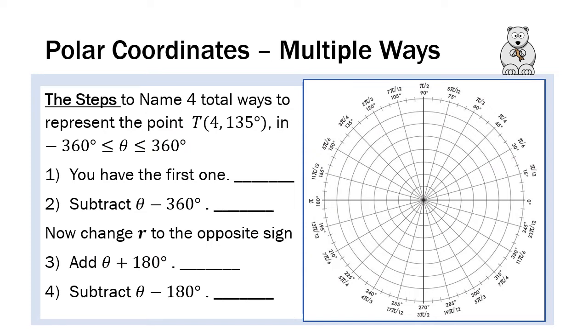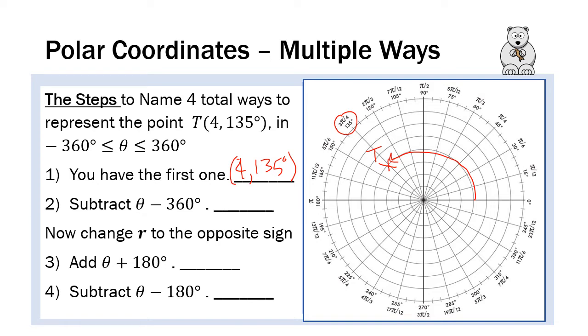So we are going to name each point 4 different ways. First point, 4, 135. And I'm going to go ahead and plot that. I'm going to find my 135, and I'm going to go towards it 4. 1, 2, 3, 4. So that is point T. And I came to that by going 135. Okay, so that's one way to get to that point.